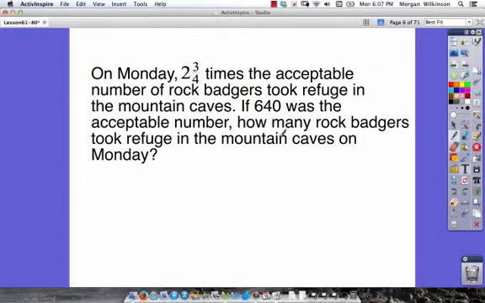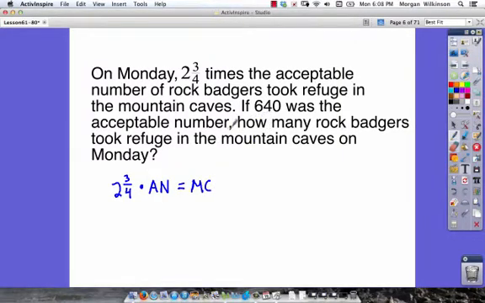Here we have, on Monday, 2 3/4 times the acceptable number of rock badgers took refuge in the mountain caves. If 640 was the acceptable number, how many rock badgers took refuge in the mountain caves on Monday? So, 2 3/4 times the acceptable number took refuge. So, 2 3/4, and it even says it, times the acceptable number, we'll call that AN for acceptable number, took refuge in the mountain caves. So equals the mountain caves, MC.